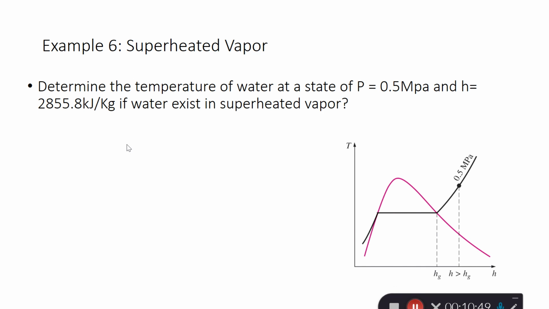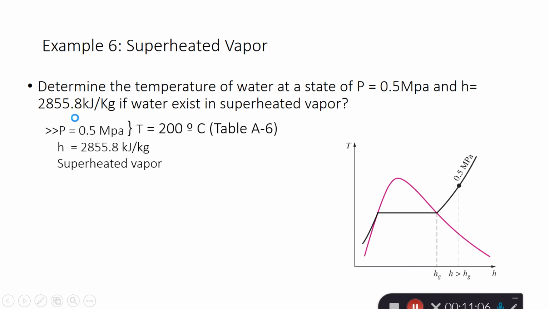So it's actually just the same. You go to table A6, you find 0.5 MPa, and instead of referring to the temperature column, you go to the enthalpy column, which is H. Go down the enthalpy column, and you'll find this value. This value corresponds to the same row as 200 degrees. So this is also another way the table can be used.